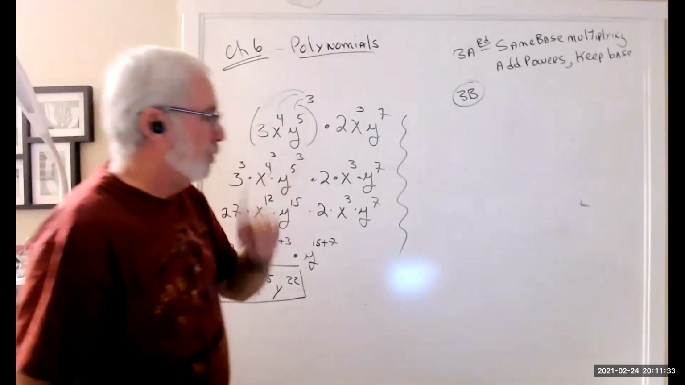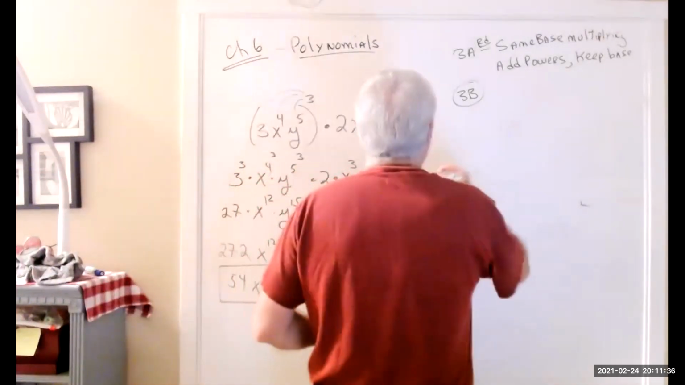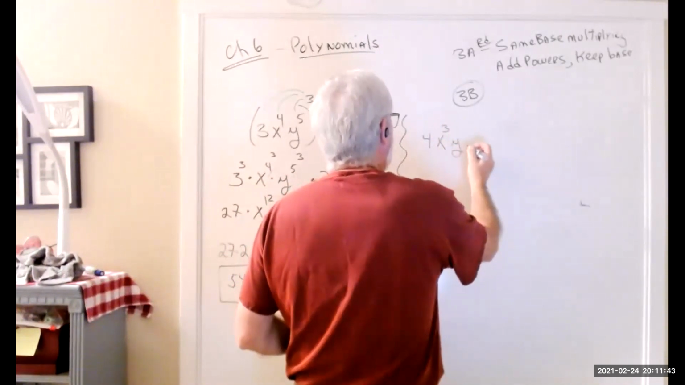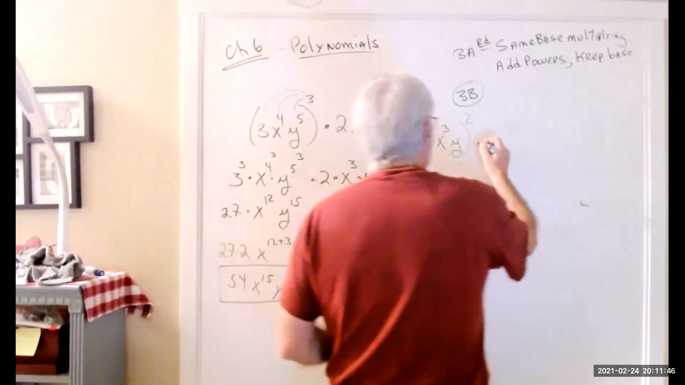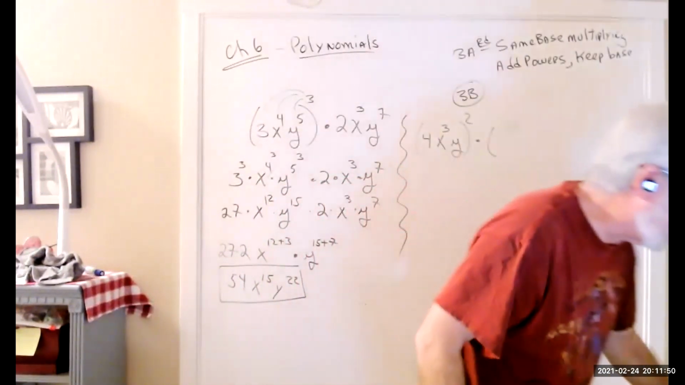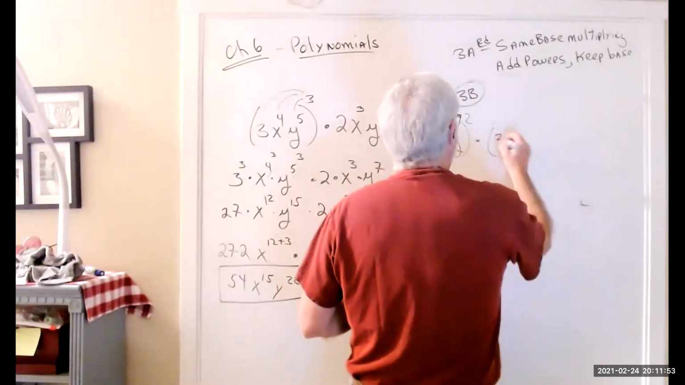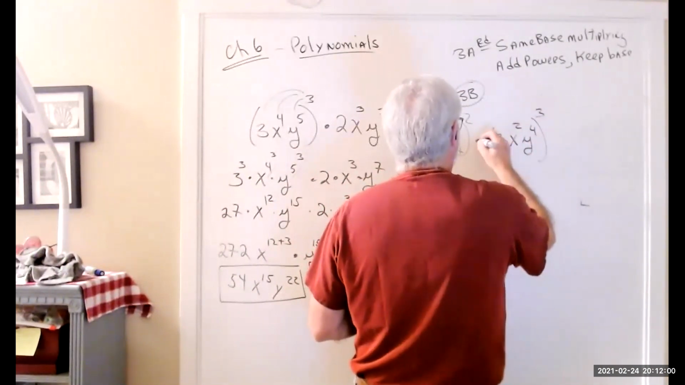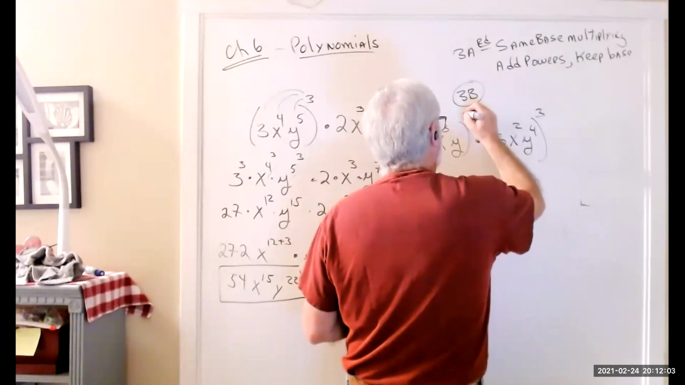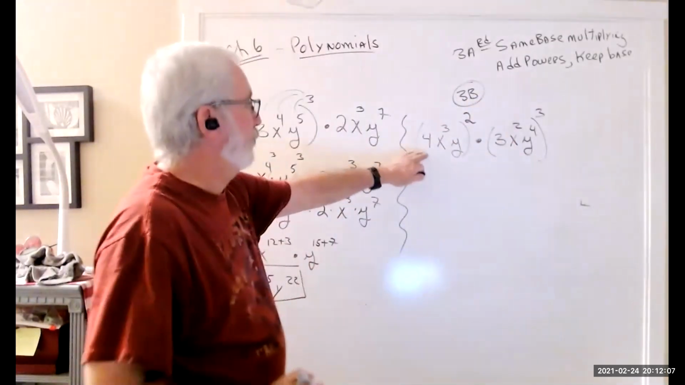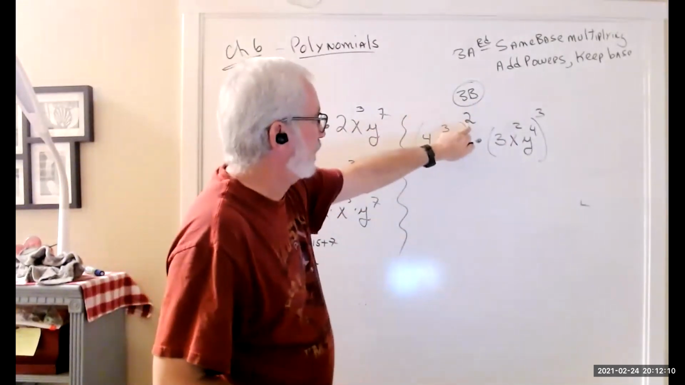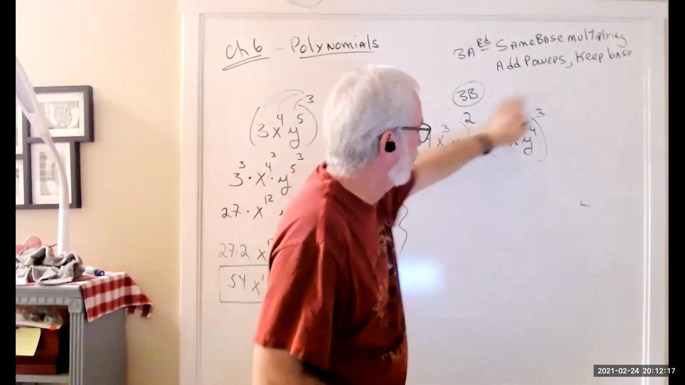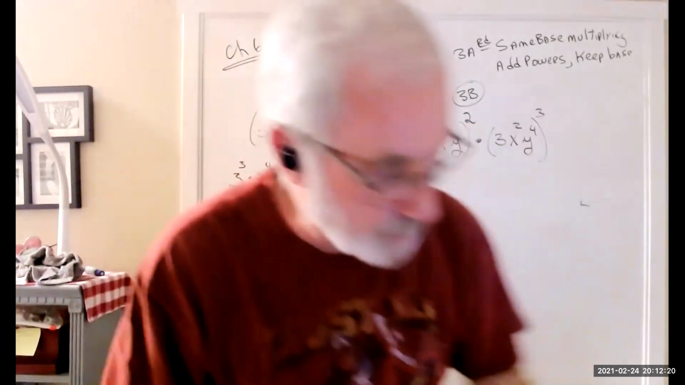All right, let's try one on your own. 4x to the third, y, quantity to the second power, times 3x to the second, y to the fourth, whole quantity to the third power. I'll give you a couple of minutes to try that.